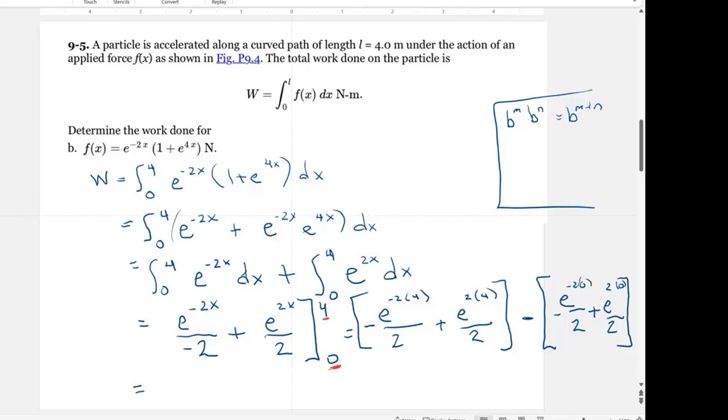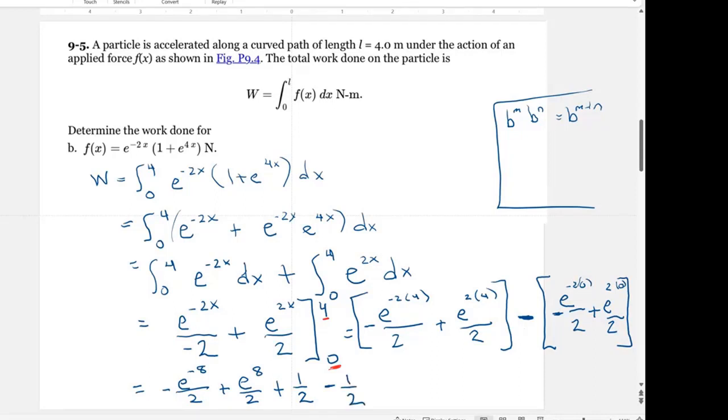This is going to equal negative e to the minus 8 over 2 plus e to the positive 8 over 2, minus, and then I have minus minus, so the first term is going to be plus, and anything to the 0 power is 1, so that's going to be 1/2. And then I'm going to distribute this negative sign to the positive, so that becomes negative, and I get again 1/2.